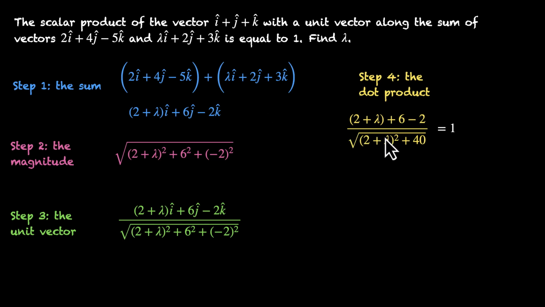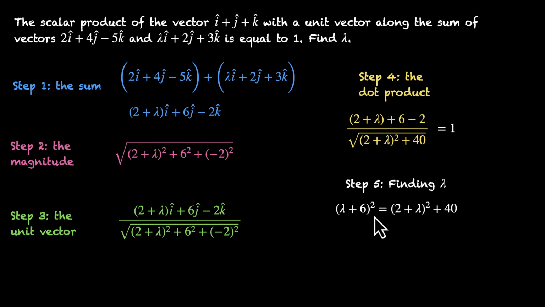Now we need to solve for lambda. So how do we do it? Now let's simplify. Let's first look at the denominator. We have (2 plus lambda) square plus 36 plus 4, that's 40. And what's the numerator? We have 2 plus 6 minus 2, that's 6, and then lambda. So we have lambda plus 6 in the numerator, and we have the square root of (2 plus lambda) square plus 40 in the denominator.